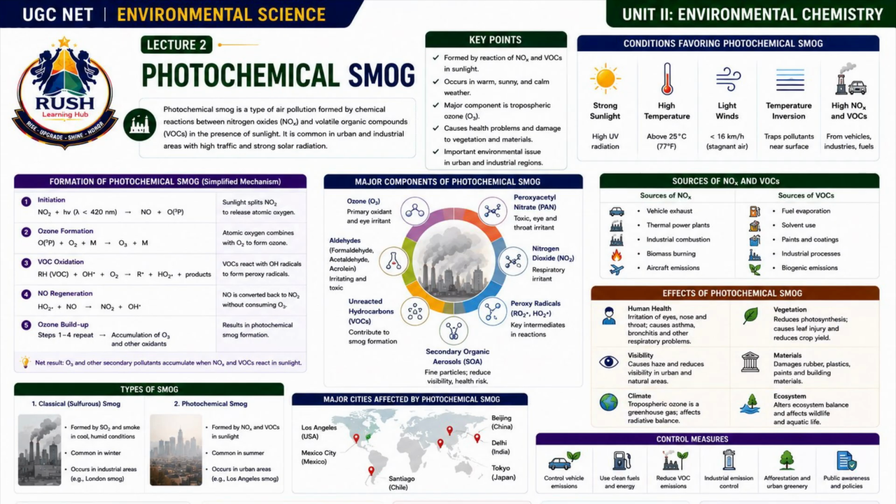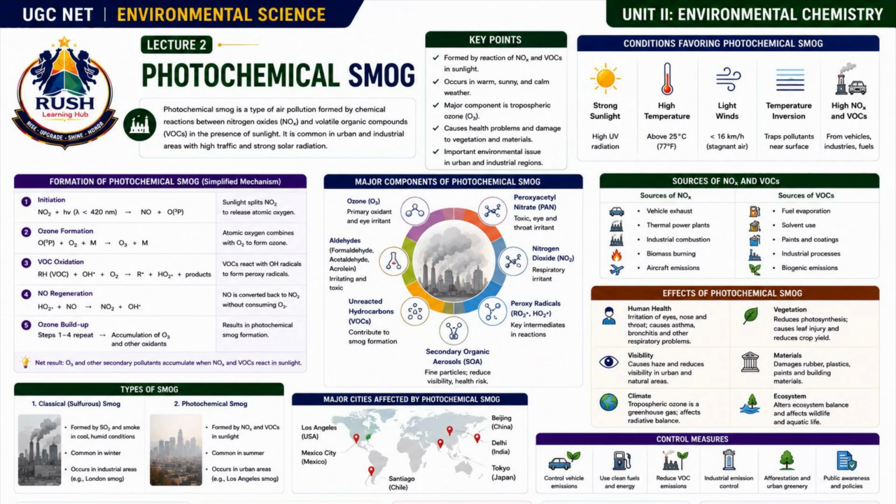Let us understand the formation mechanism of photochemical smog. The process begins with the emission of nitrogen oxides from vehicles, power plants, industries, and fuel combustion. At the same time, volatile organic compounds are released from fuel evaporation, industrial solvents, paints, biomass burning, and vegetation.